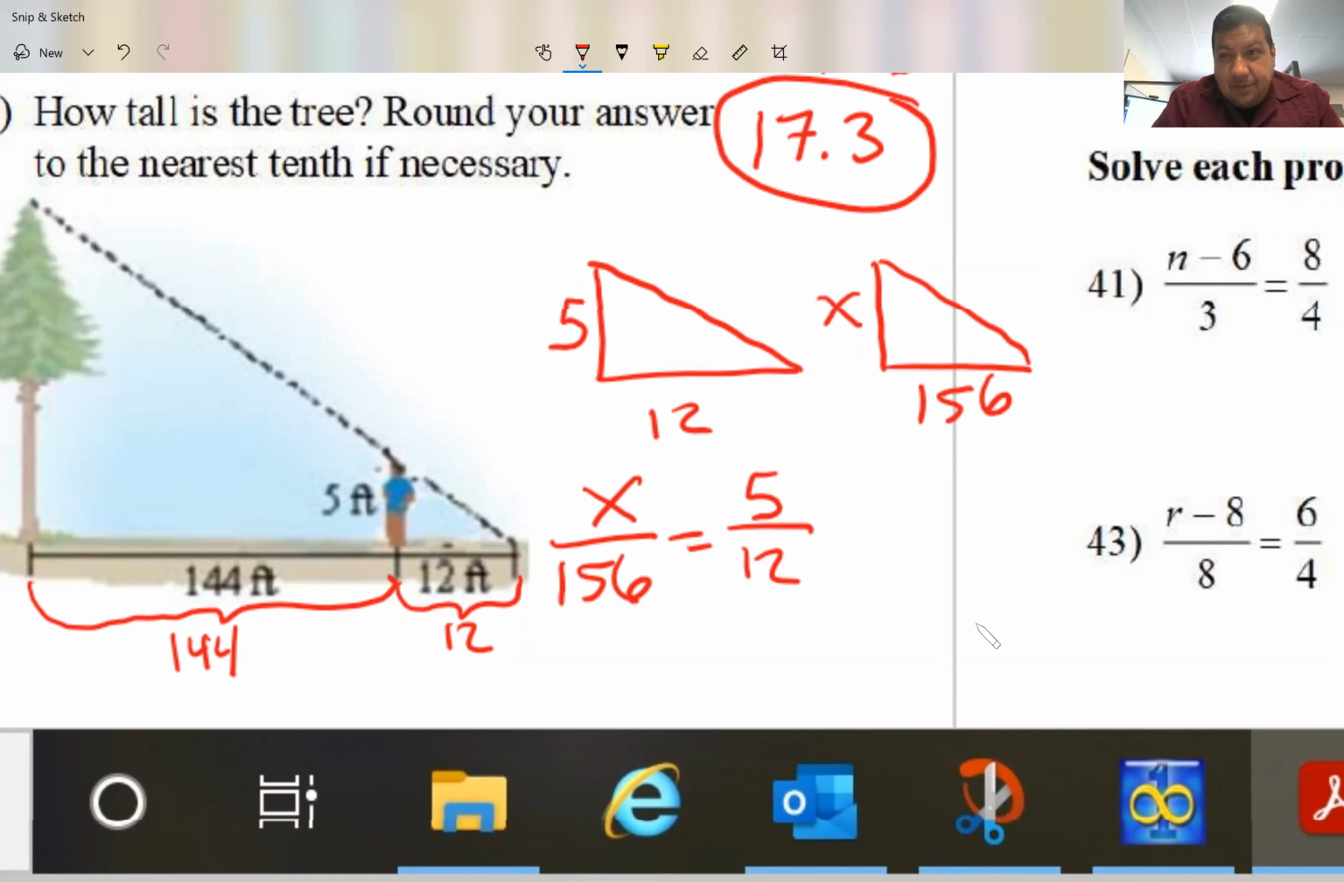I think I can simplify numbers. I don't want to multiply and deal with big numbers, so I'm going to simplify a little sideways. 156 and 12 sideways. Let me divide each by 12. 12 divided by 12 is 1. 156 divided by 12 is 13. We don't have to simplify, right? We have use of a calculator. You can always cross multiply.